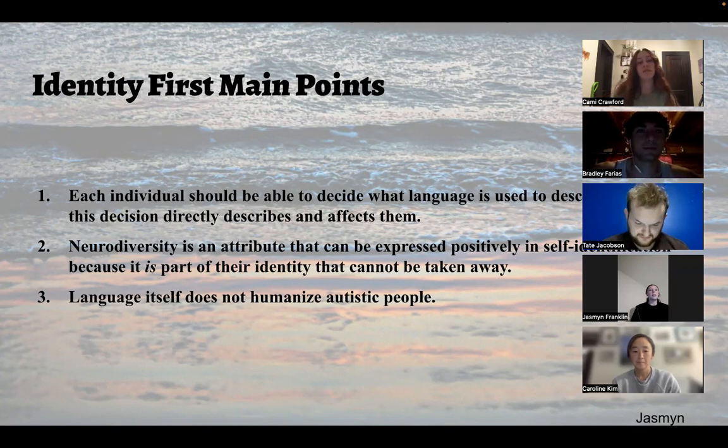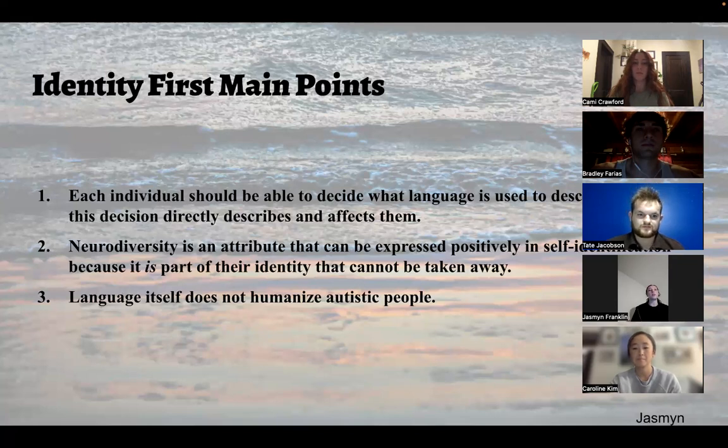Second, neurodiversity is an attribute that can be expressed in a positive manner through an individual's self-identification. An autism diagnosis is part of their identity and cannot be taken away. So identity first language encourages people to highlight the positive identification of a diagnosis. Lastly, language itself does not humanize autistic people. Humanization comes from people and their behavior towards autistic people.